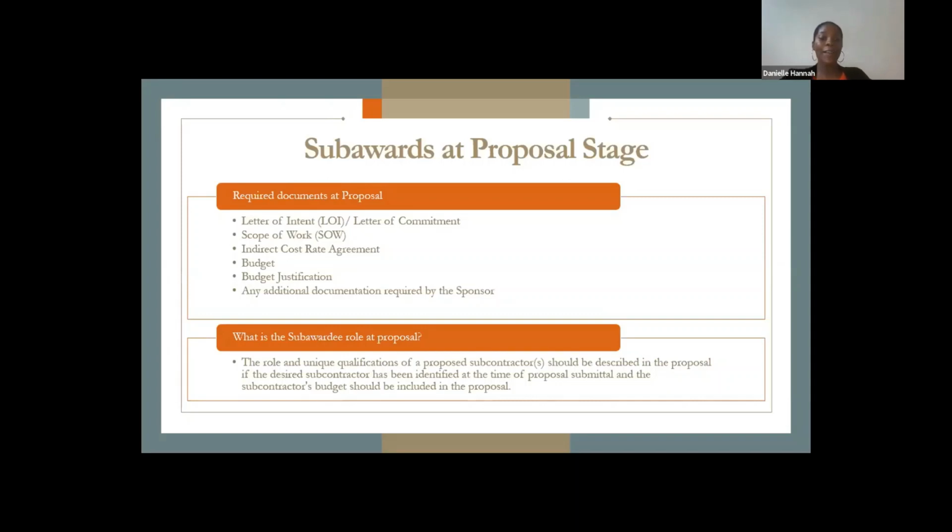Non-federal entities without a federally recognized indirect cost rate agreement may elect to charge a diminished indirect cost rate of 10% of modified total direct costs, which may be used indefinitely.